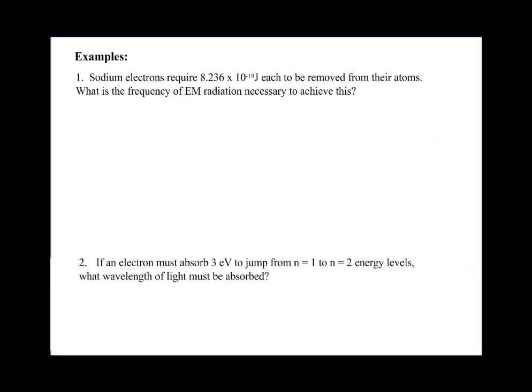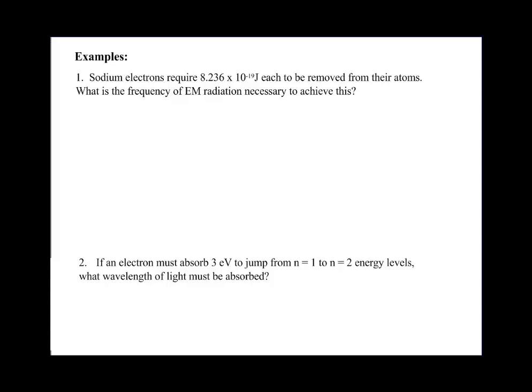Okay, let's look at some examples of how we would use this information. If we look at the first one, we have sodium electrons, and they need a certain amount of energy to be removed from their atoms. That means they're taken from a particular energy level and just ripped right off the atom, or ionizing the sodium. We want to know the frequency of electromagnetic radiation that is necessary to do this.